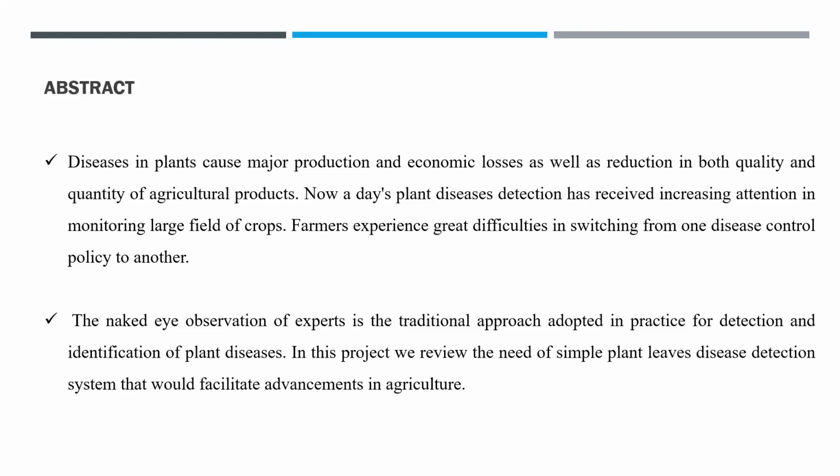Farmers experience great difficulties in detecting diseases from one policy to another. The naked eye observation by experts is the traditional approach adopted in practice for detection and identification of plant diseases. In this project, we need a simple plant disease detection system.